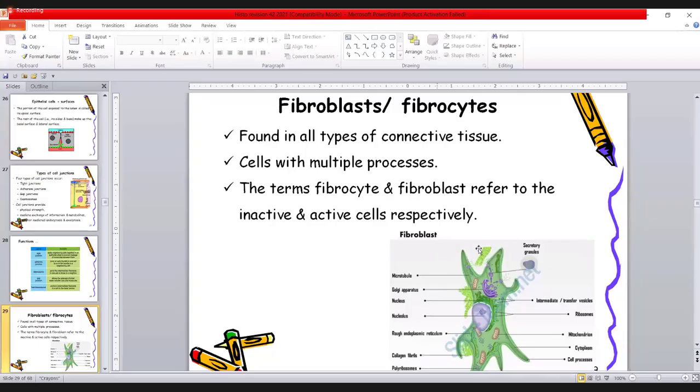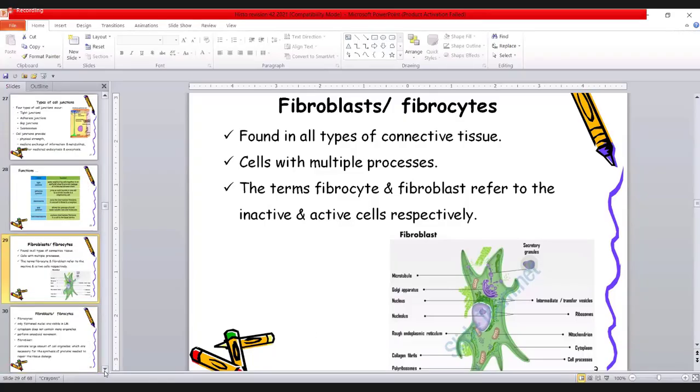So fibrocyte is an inactive cell. Fibroblast is a very active cell. As a result, you can see all these intracellular organelles are very high in function. Right? What is the main function of fibroblast?